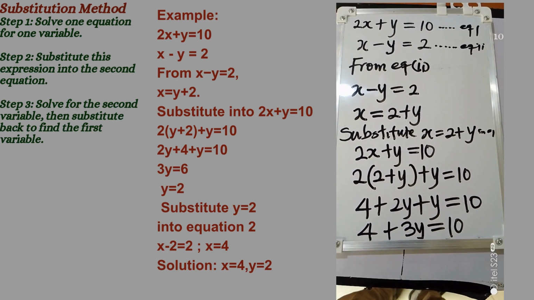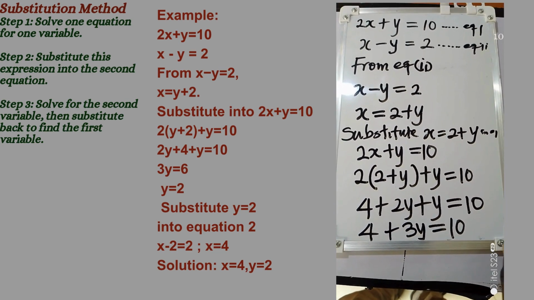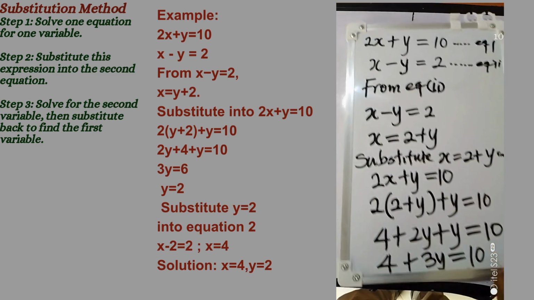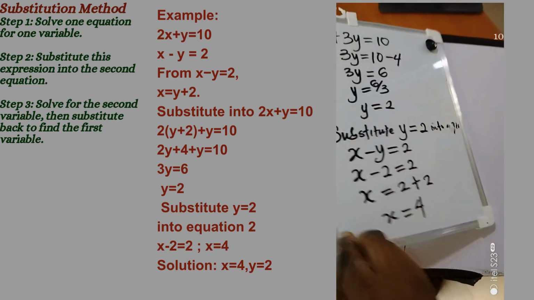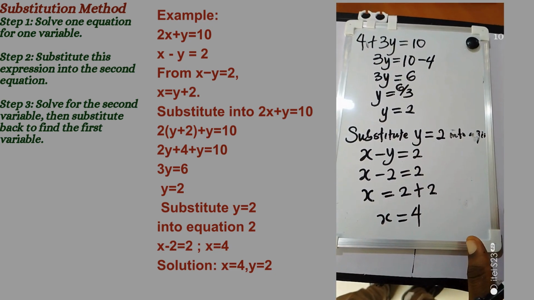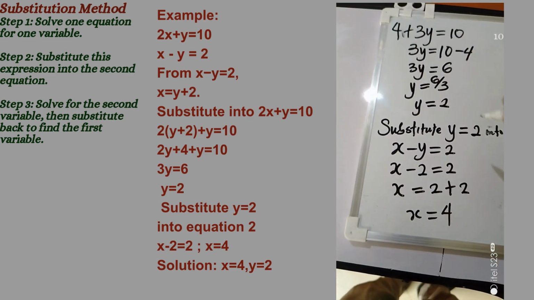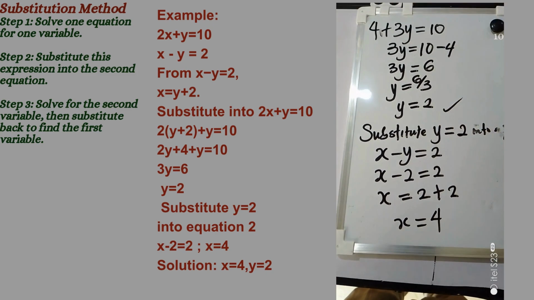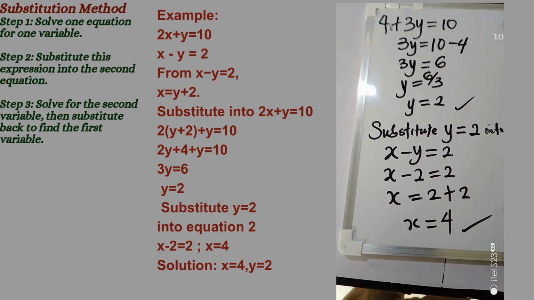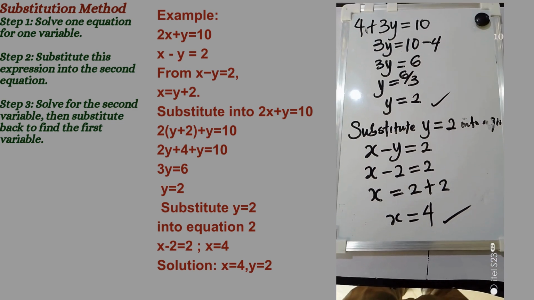So by doing that, you can see the steps. Just follow these steps, then look at the other side. You can see the value of y here equals 2 and the value of x here equals 4. Okay.